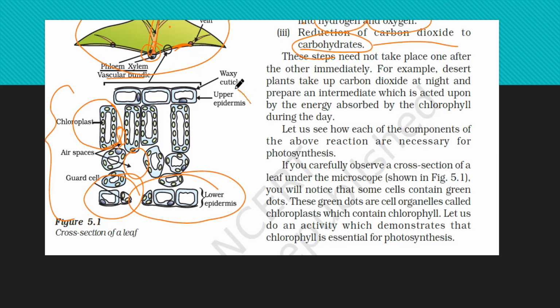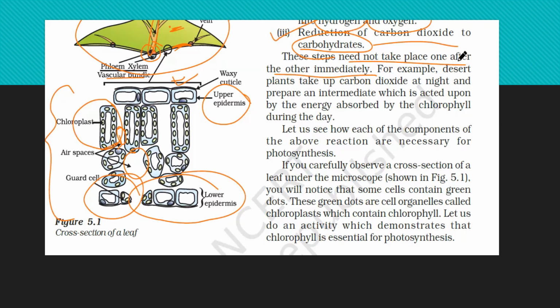So in the upper epidermis there is a waxy cuticle. So this is the upper epidermis, it is having a waxy cuticle. Then comes the layer of chloroplasts, in between which there are certain air spaces. Then comes the stomata with all the guard cells. Okay, so these steps need not take place one after the other immediately. These 3 steps we discussed here.